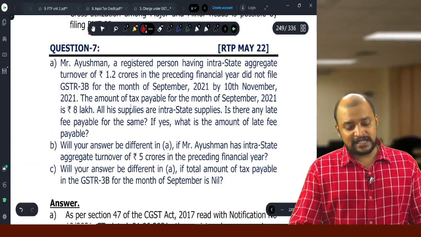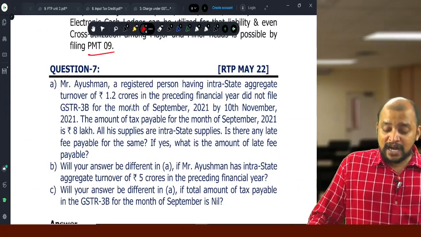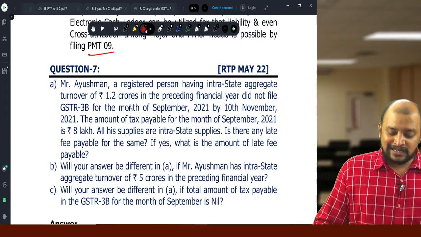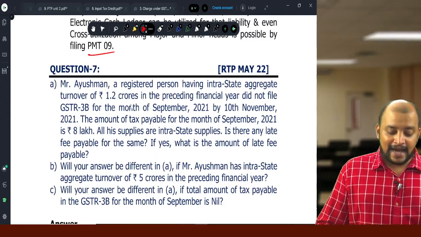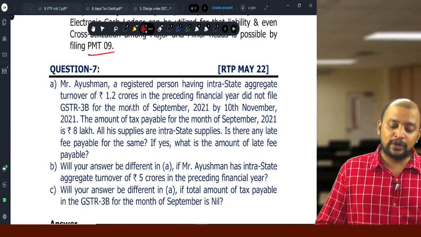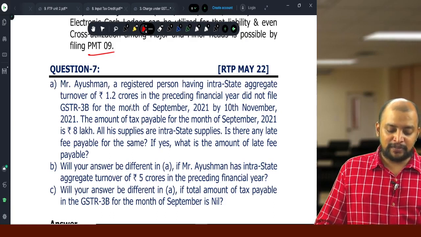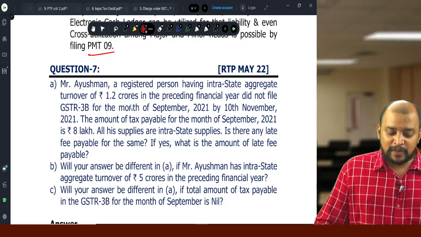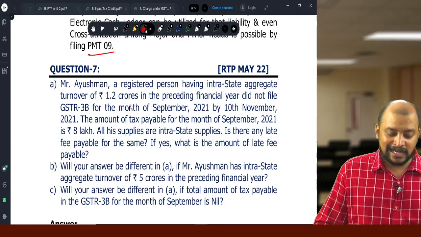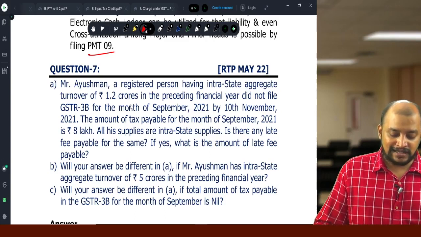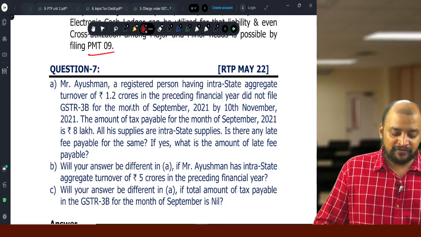Then question number 7. It's an RTP May 22 question. Mr. Ayushman, a registered person having intrastate aggregate turnover of 1.2 crores in the preceding financial year, did not file GSTR 3B for the month of September 2021 by 10 November. The amount of tax payable for the month of September is 8 lakhs. So all his supplies are intrastate supplies. Is there any late fee payable for the same?